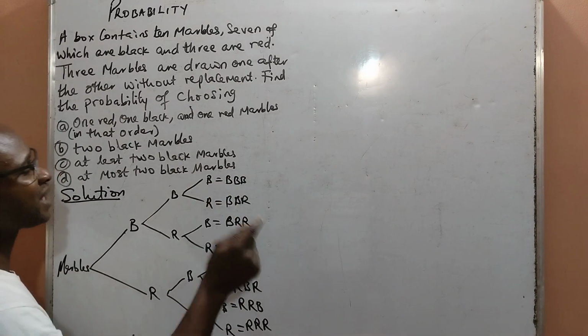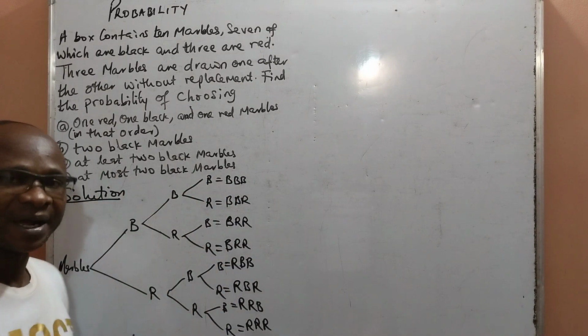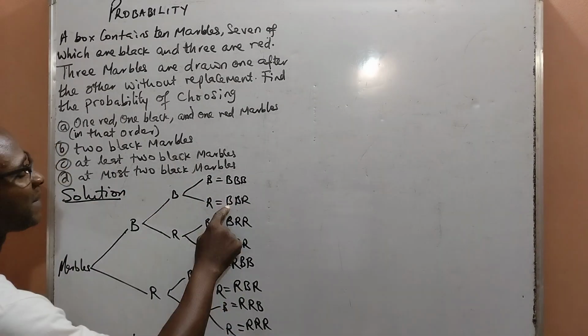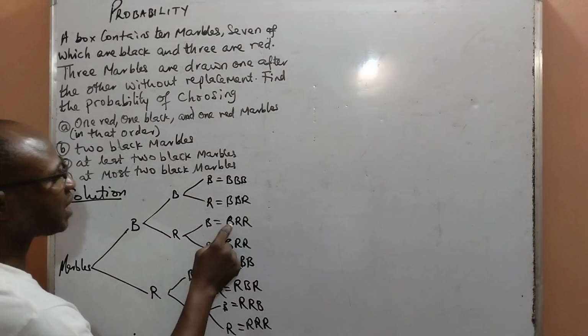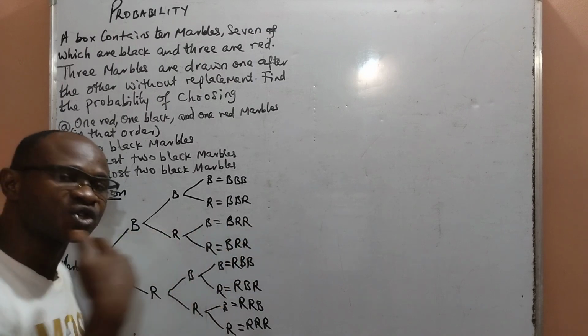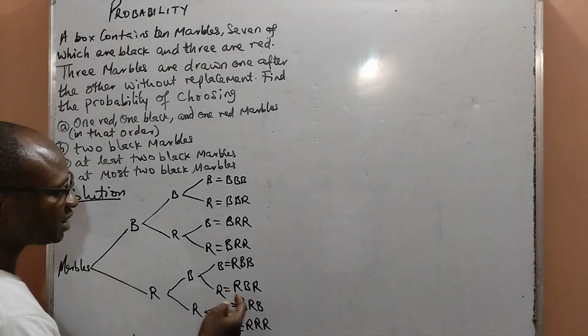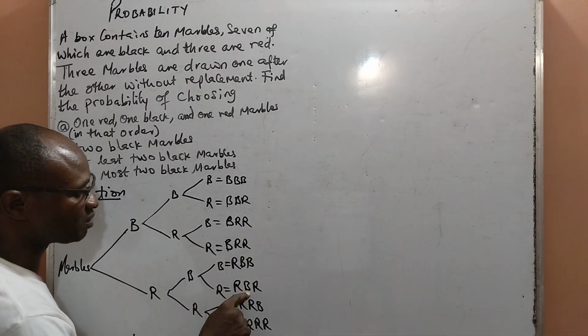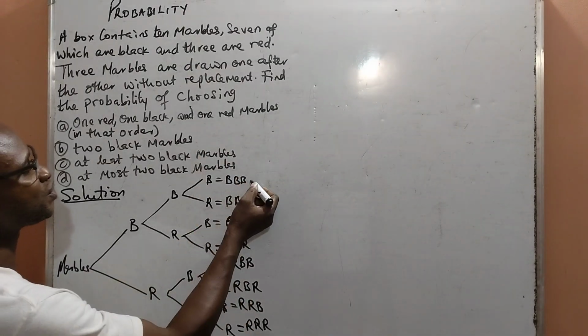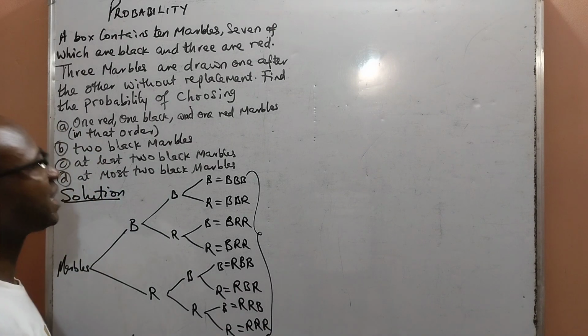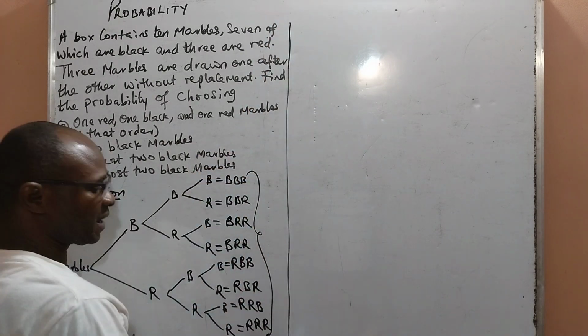The first one is black, the second one is black, the third one is black. Or the first one is black, the second one is black, the third one is red. Or I pick the first one black, the second one red, the third one also red. I could pick it: the first one is red, the second one is black, and the third one is red. So these are the possible outcomes. Very good. Now we launch into the question proper.